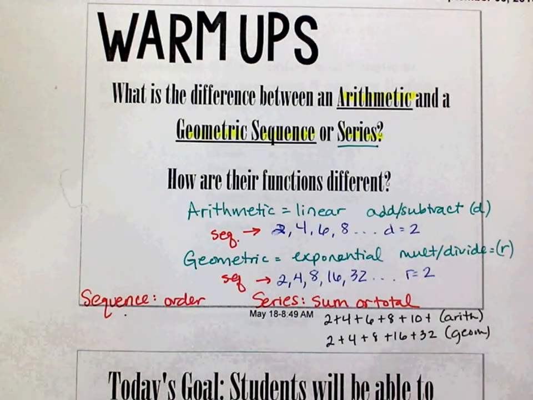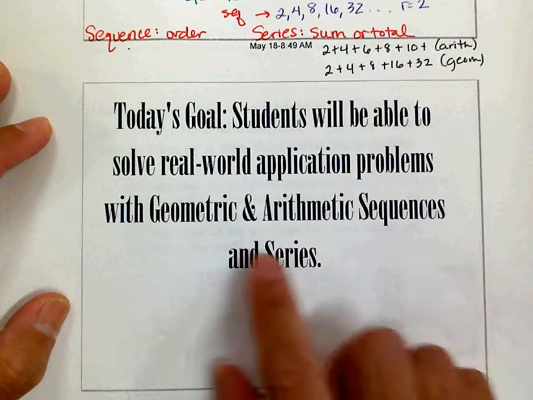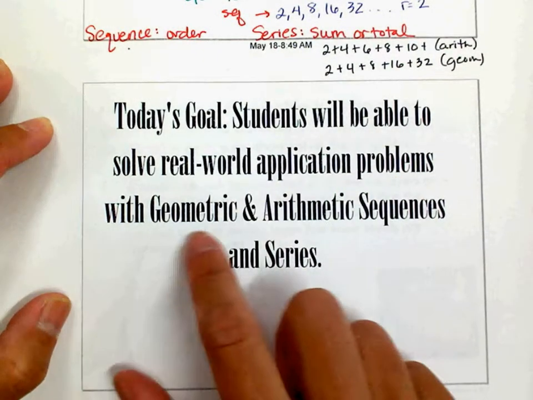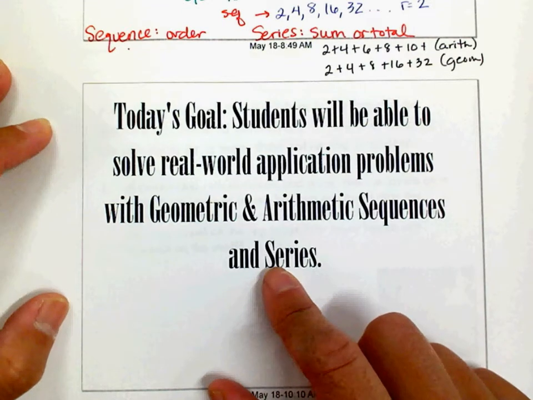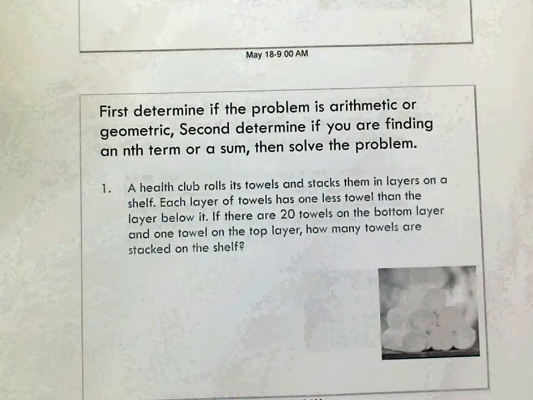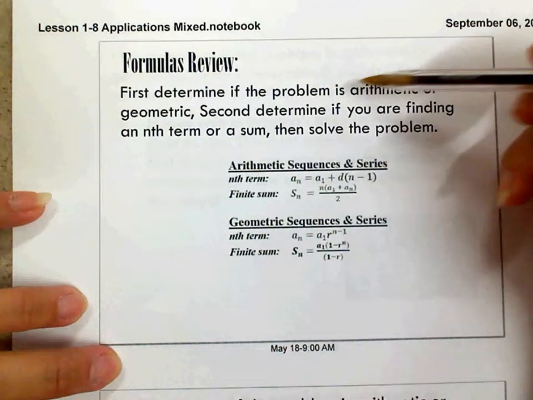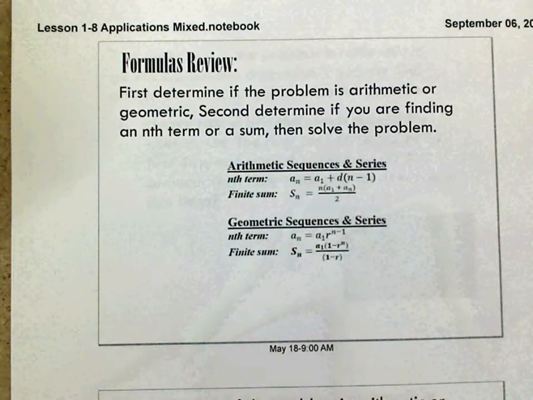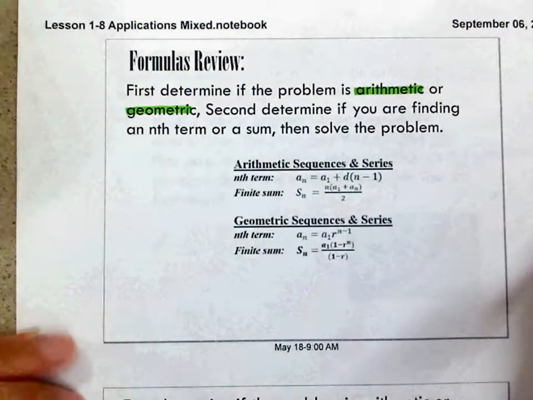All right. Let's go to our goals for today. Today, you will be able to solve real-world application problems with geometric and arithmetic sequences and series. So these are word problems. Please pay attention to the things I point out to you and what to look for. All right? Here's your formula review. Okay? First, determine if the problem is arithmetic or geometric. That's the first thing you need to do. Okay? Step number 1.